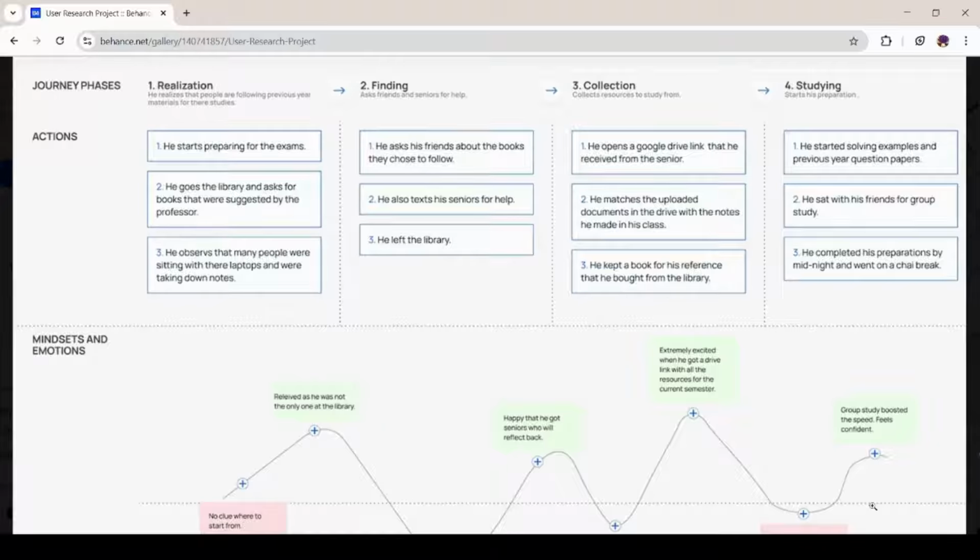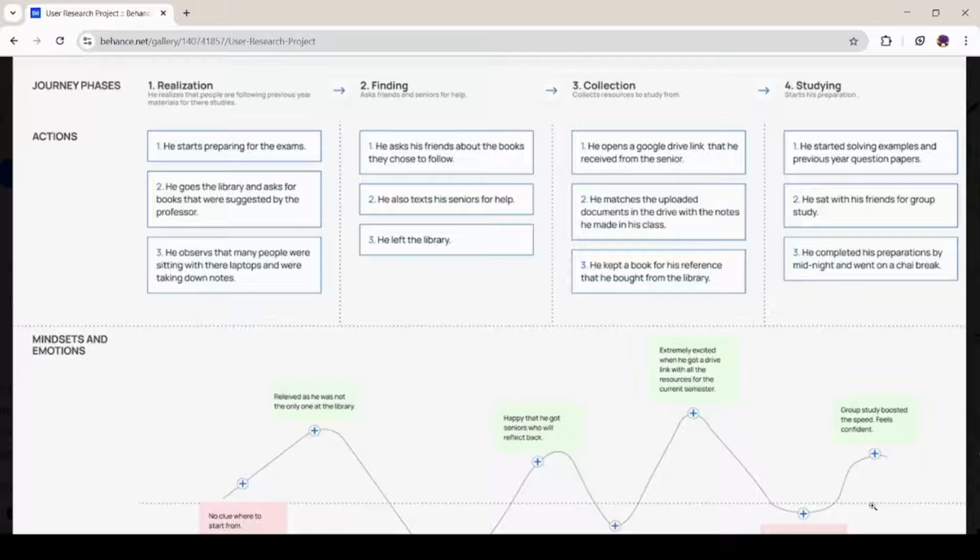Now the goal: what is the goal of this person, why does this person want it? You have to define it. To be on the same page as everyone else, to be up to date, etc. And then what is the motivation? Everyone is following the previous year study materials. You don't want to miss out on anything. You want to make sure that you know all the patterns of previous years, so that you get an idea of how the exams are going to be conducted. So these are all the goals and motivation of this particular person, the anchor.